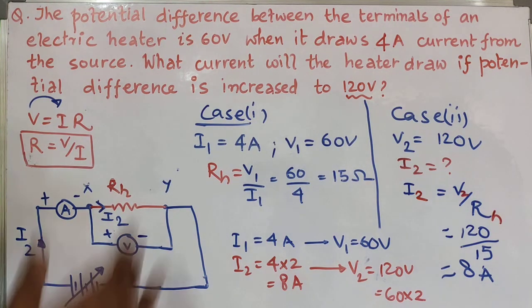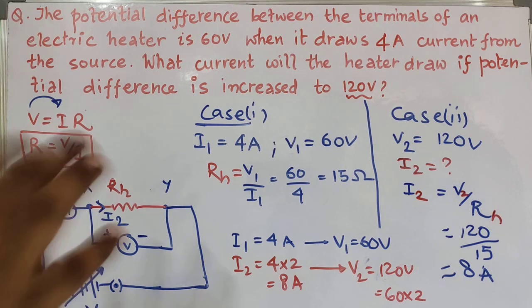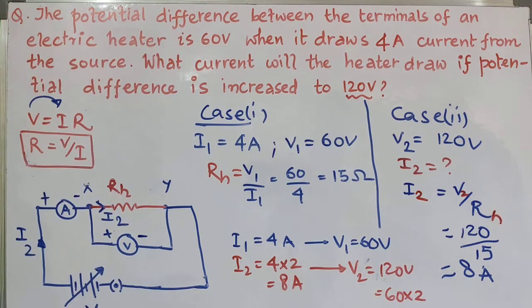While defining or stating Ohm's law, we'll always say that temperature is kept constant. So here in this case, since the material is a heater and the resistance of the heater is assumed to be constant, it perfectly follows Ohm's law.